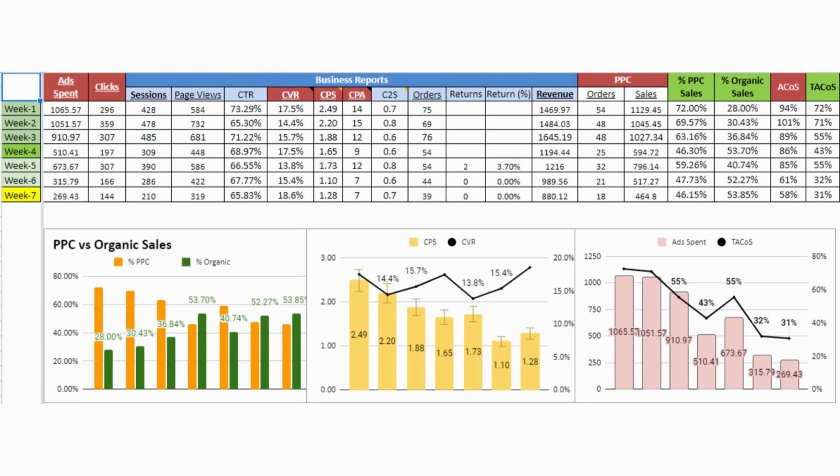Now, see guys, when you launch, you get initial few sales, which is good, but you need to track this metric very carefully. If you are consistently getting sales, then your proportion of PPC sales should go down and the proportion of organic sales should go up.